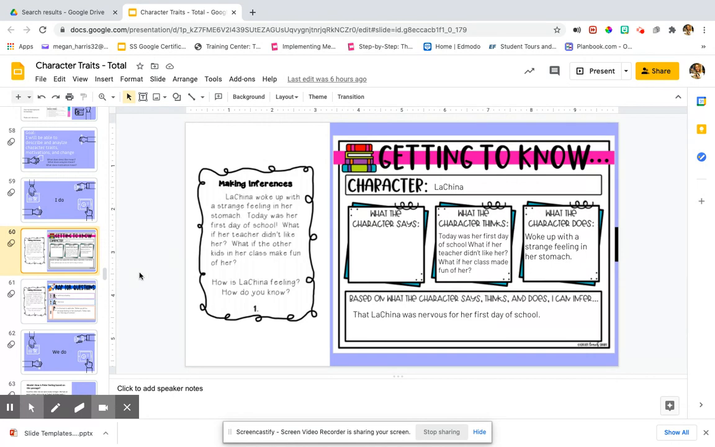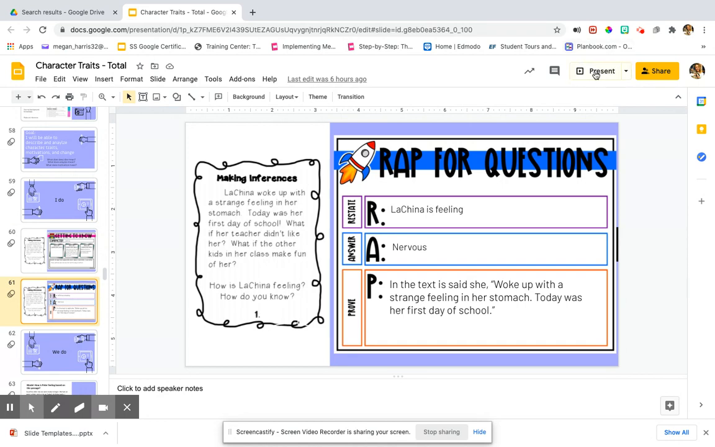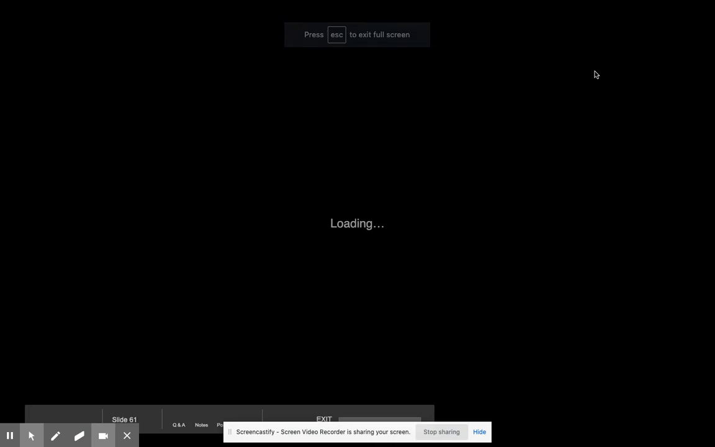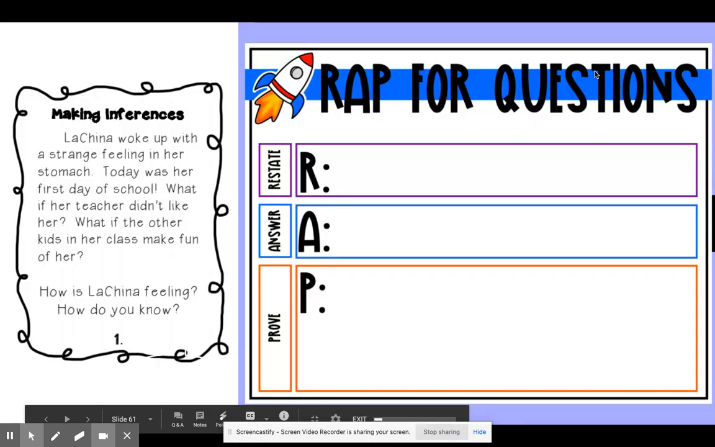What we're going to do now is take it a step further and talk about RAP. Now, it's been a while since we've had a RAP mini lesson, so we're going to quickly review. We know that the R stands for restate. I'm going to restate the question. I'm going to take words from the question and put them in my answer.